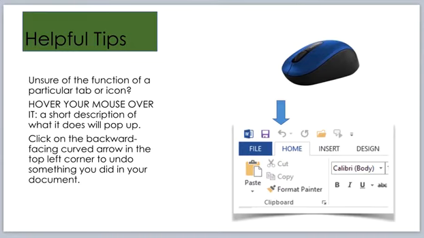One thing you will really want to know about is if you click on the backward facing curved arrow that's generally in the top left hand corner, it will undo the last action you did in Microsoft Word. So if you deleted something by mistake, you can get it back.